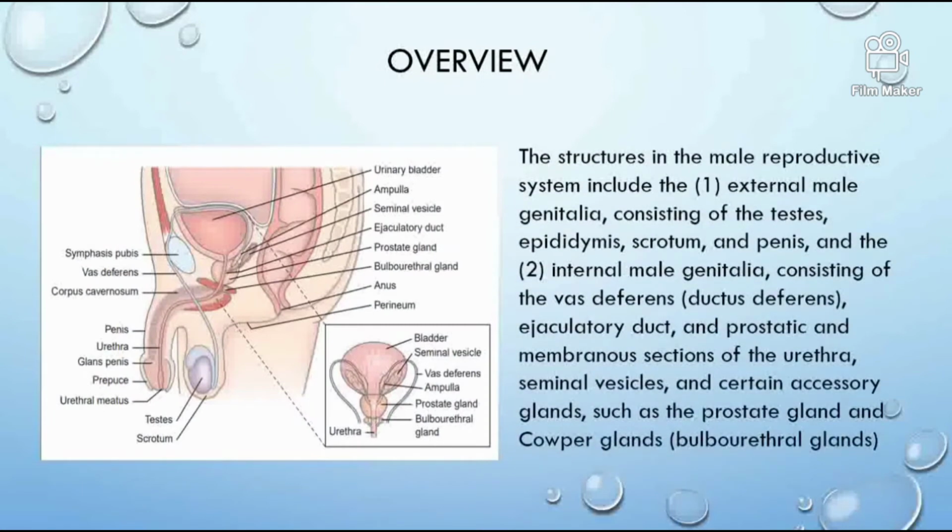The structures in the male reproductive system include the external male genitalia consisting of the testis, epididymis, scrotum, and penis, and the internal male genitalia consisting of the vas deferens or ductus deferens, ejaculatory duct, and prostatic duct, and membranous sections of urethra, seminal vesicles, and certain accessory glands such as the prostate gland and Cowper glands or the bulbourethral glands.